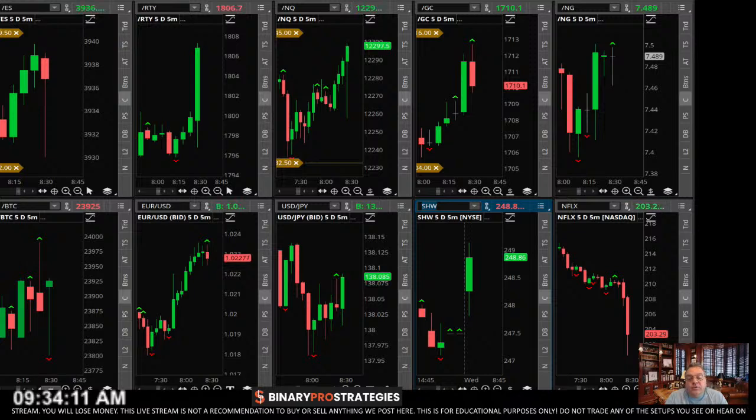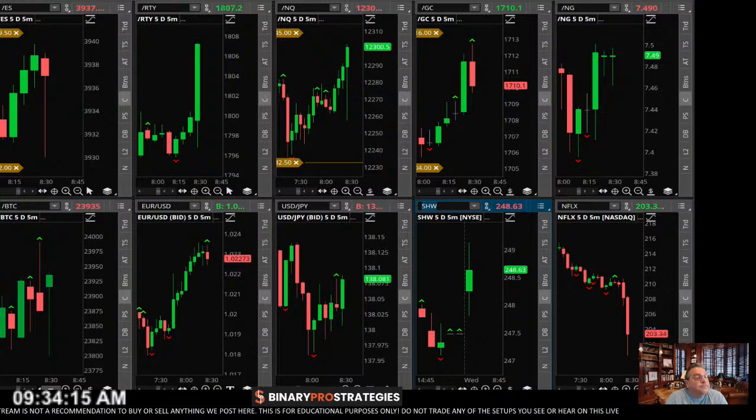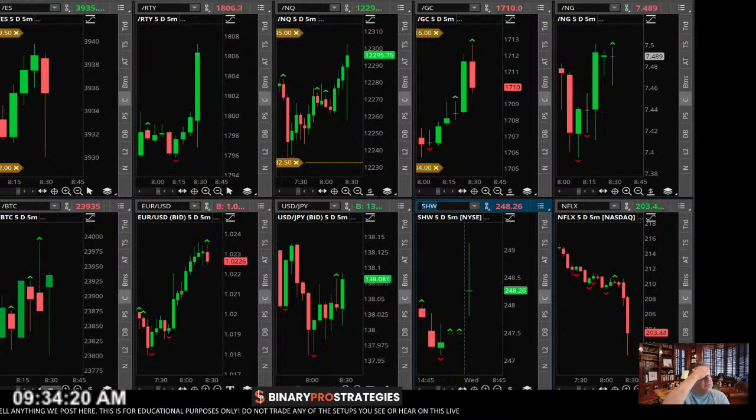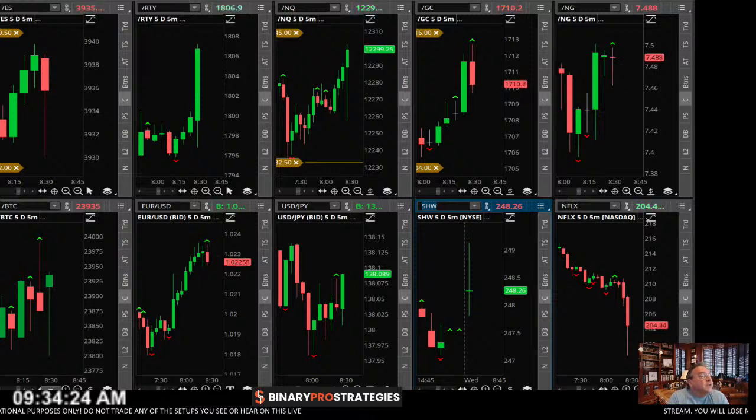Okay, RTY just triggered a buy. RTY triggered a buy. I got into it a little bit late on this, so let me give you that entry on RTY. It hit at 1804. Target's going to be 1809.